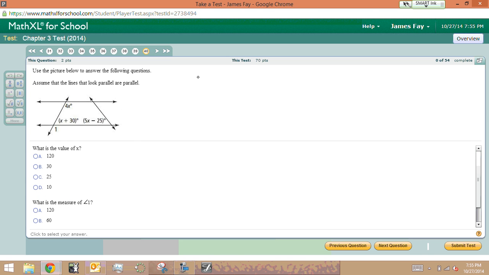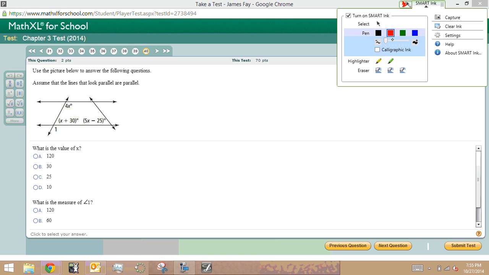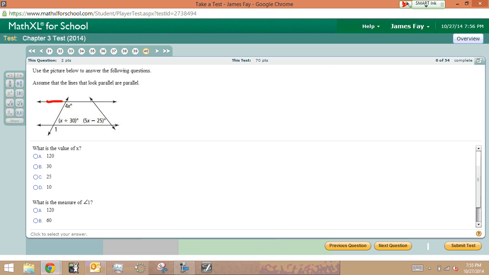This is pretty much the same type of question. So assume that the lines that look parallel are parallel. So that's talking about the top and bottom lines. That's parallel to that. If we use that transversal there, that's telling us that 4x and x plus 30 are going to be supplementary angles. So we're going to say 4x plus x plus 30 equals 180. That's 5x, which will end up being equal to 150. X then is going to be 30. So that's that option there.